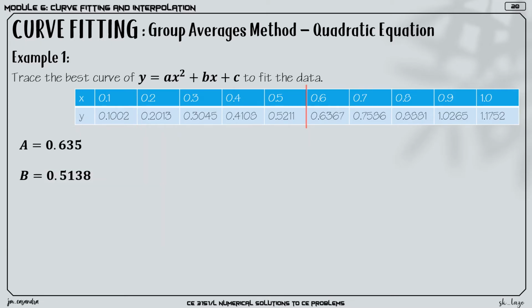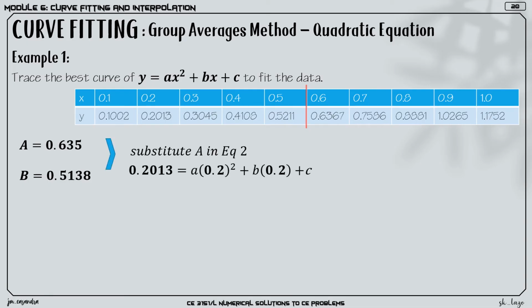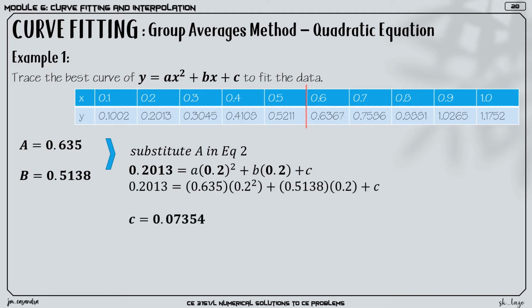So from the computed values of a and b, 0.635 and 0.5138 respectively, we can now substitute these into our second equation, which is 0.2013 equal to a times 0.2 squared plus b times 0.2 plus c, in order for us to solve for the constant value c. So from here, we get c equal to 0.07354.